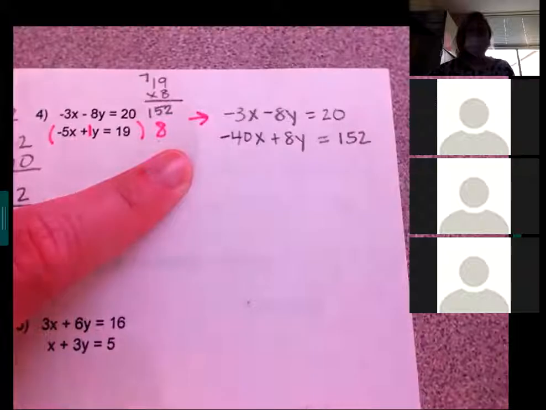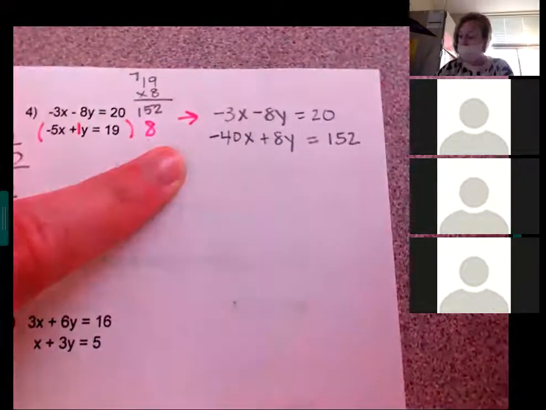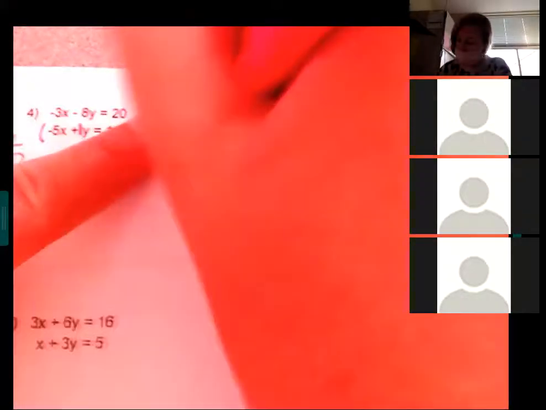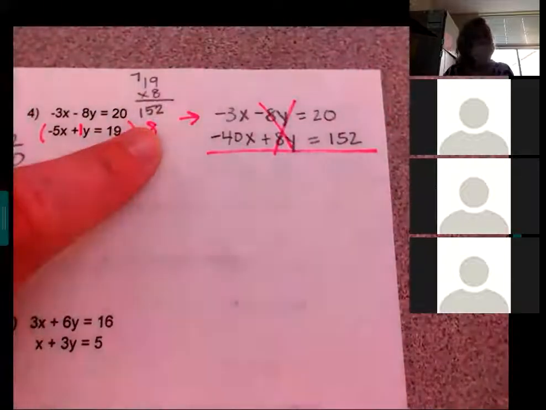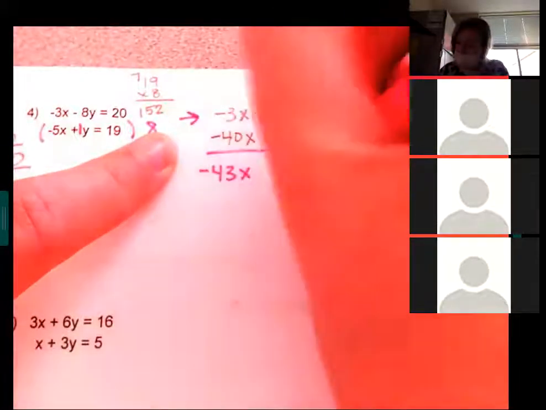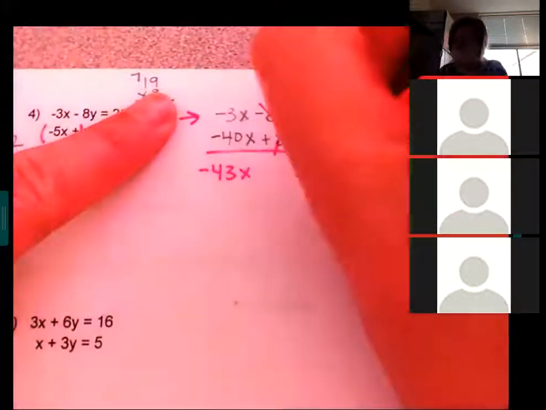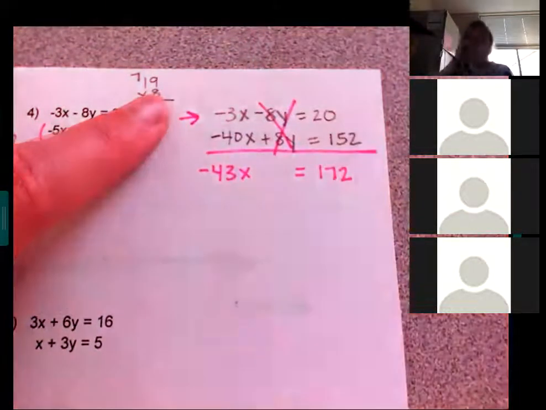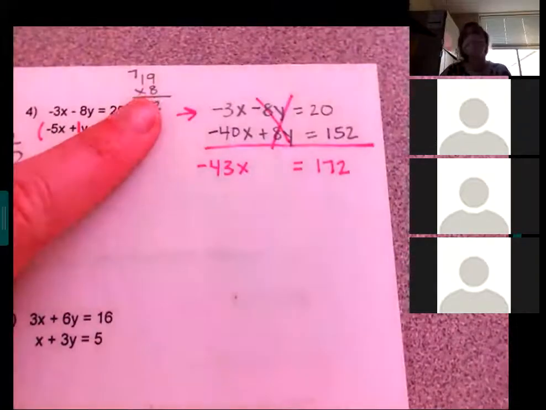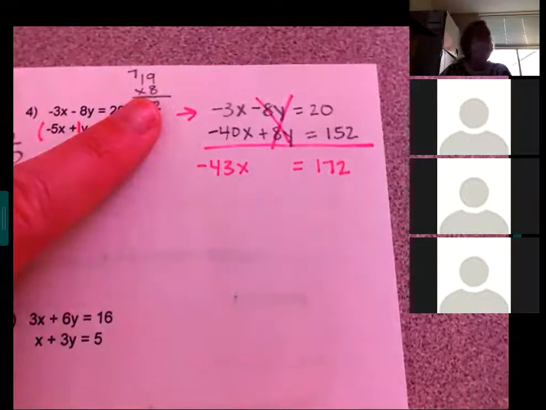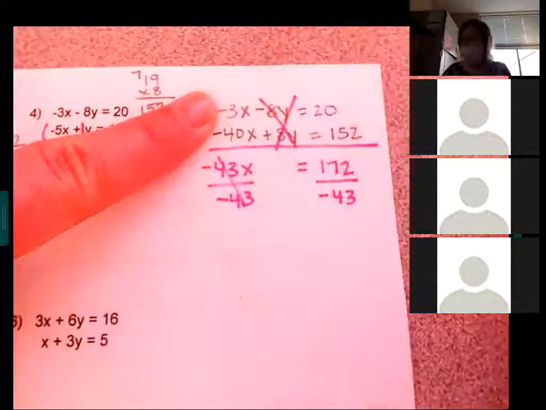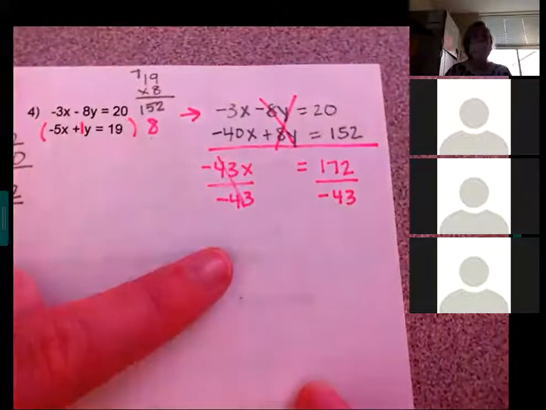So now that I multiplied, y'all told me the y's would cancel, right? All right, so let's combine. Tell me what's left. It would be, Shy, negative 43x. What will it equal? 172. It is a big number. How do you get x by itself? Divide by negative 43. Now, y'all look, we got to figure out how many times 43 will go into 172.